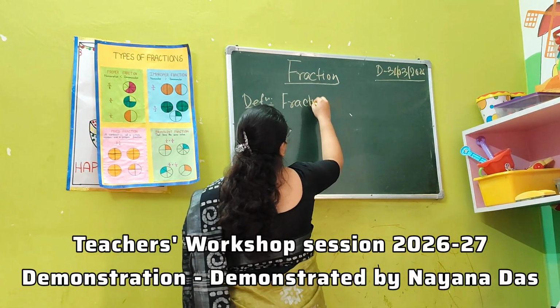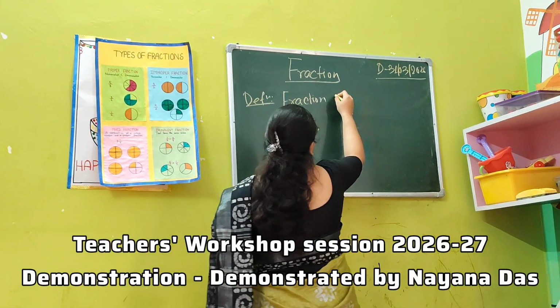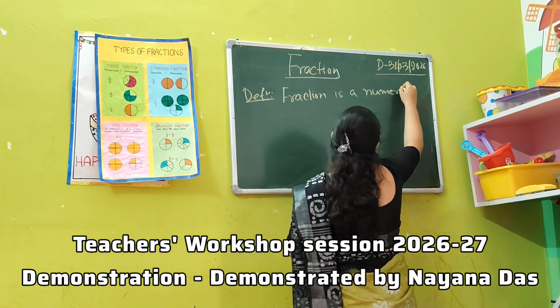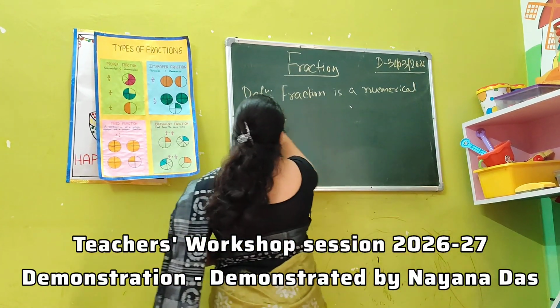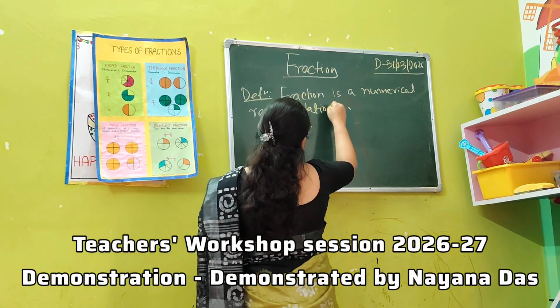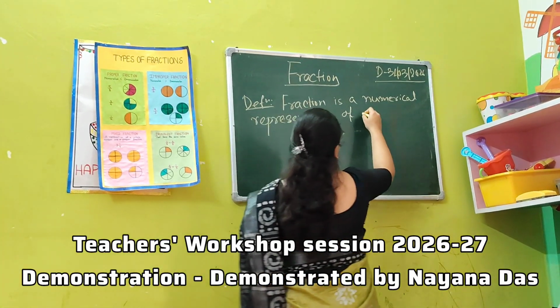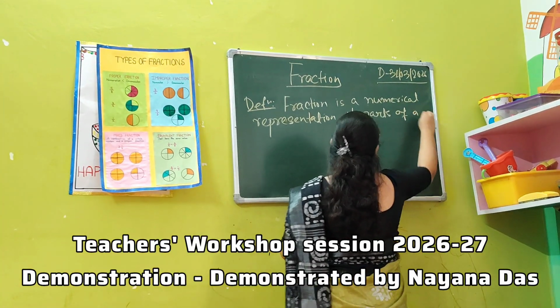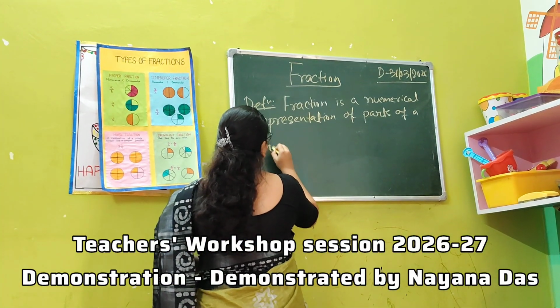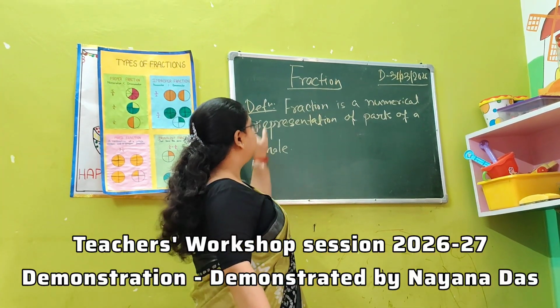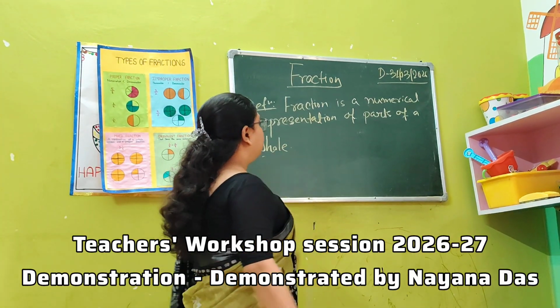Fraction is a numerical representation of parts of a whole. What is meant by that? I will give an example. Through that I will define it.